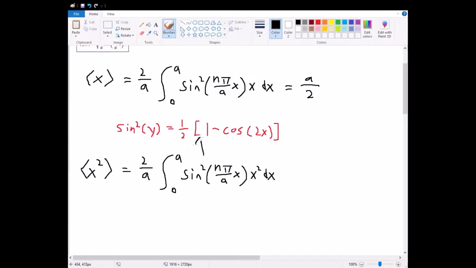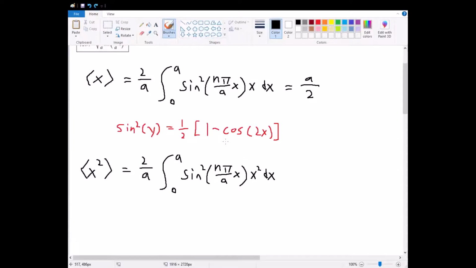We start by replacing sine squared of this expression with this trigonometric identity. So we use the distribution property, and we distribute x squared into both of these terms. So we have two integrals now. One, which is just an integral of x squared, which is obviously trivial, and then two, which is an integral of x squared times cosine of 2x.